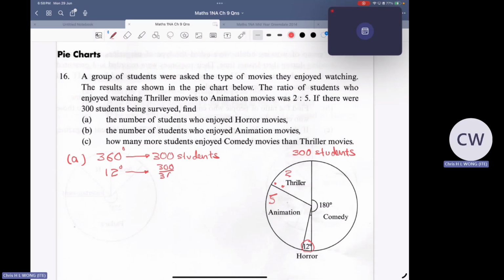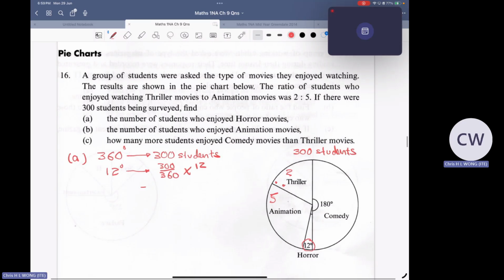divided by 360. No, what I want to do is 12 degrees, right? 300 times 12, divided by 360. Okay, that is the first one. It's actually 12 divided by 360 times 300, which is as good as that. So the first one is done. In this case, you will get 10 students, right? 10 students. So the first one is done.